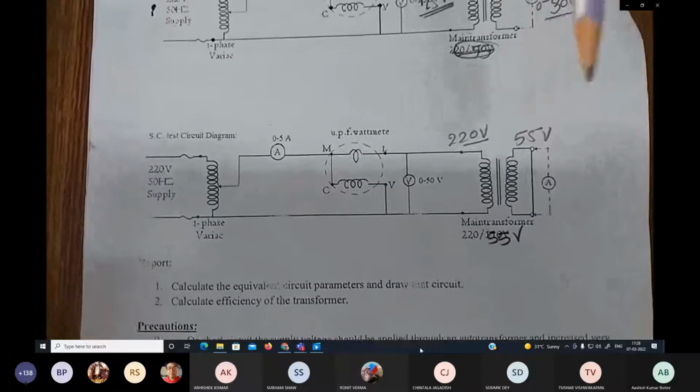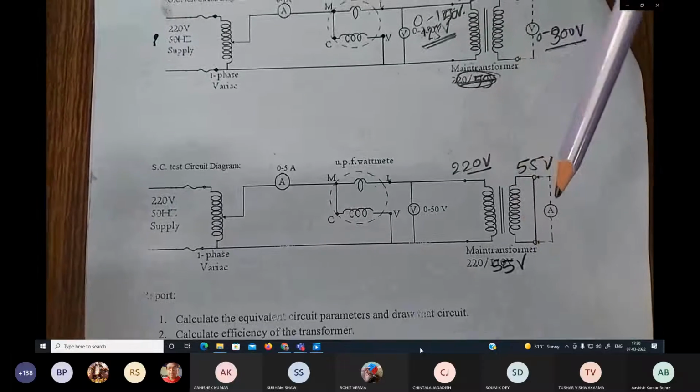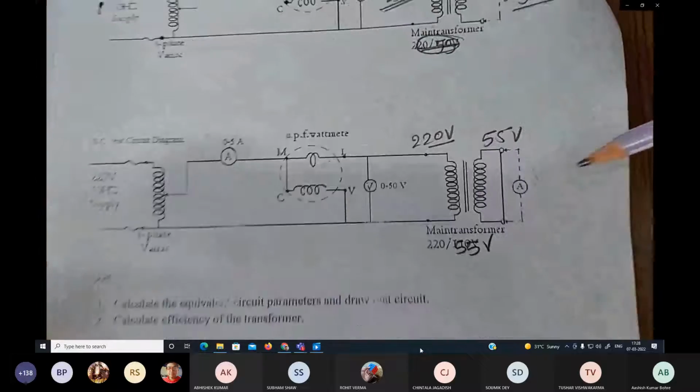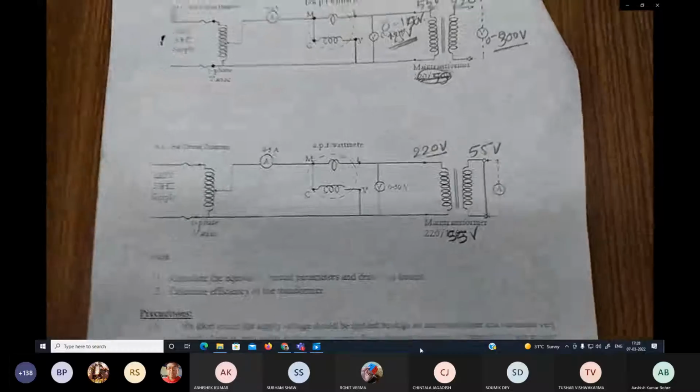As per the short circuit test, the secondary winding will be shorted directly by a wire, or we will be shorting it with an ammeter, because an ammeter also has very little resistance. So if we connect the ammeter as shown in this figure, we will consider that the winding has been shorted.